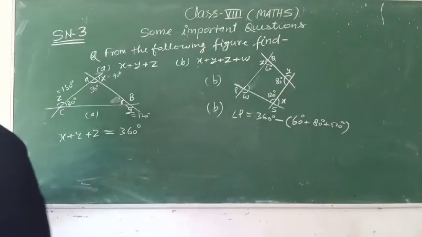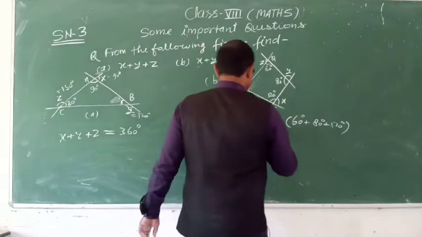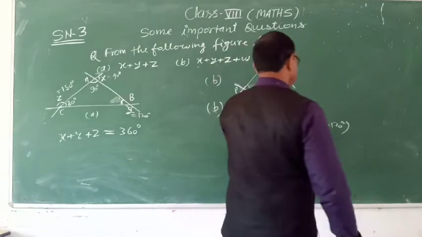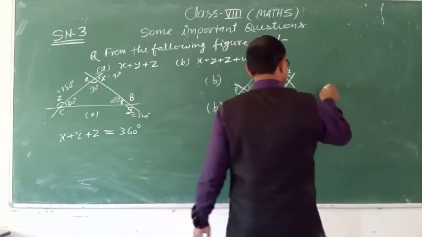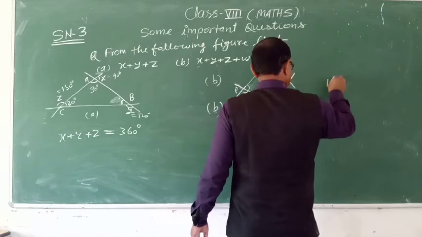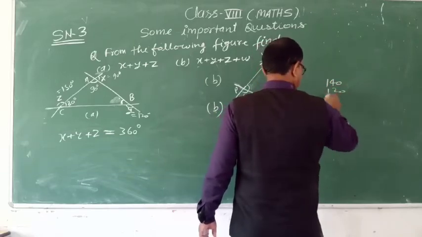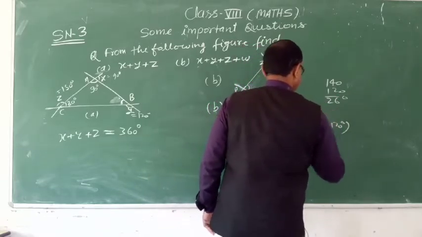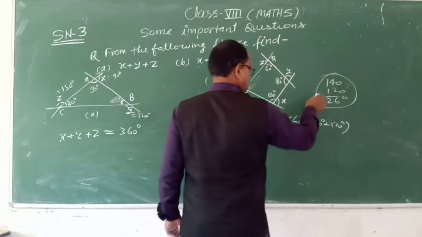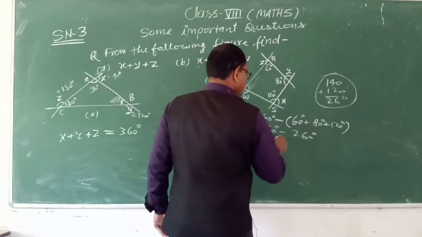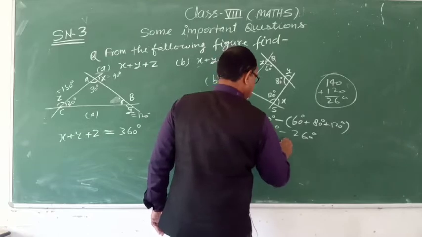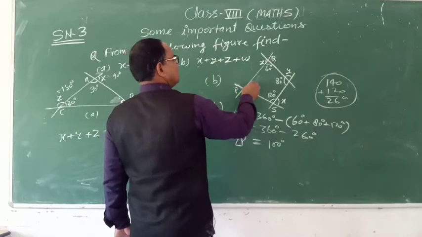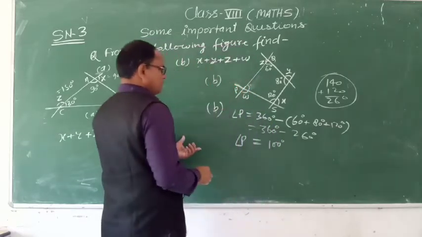Okay, then 360 degrees minus, 60 plus 80 is 140, plus 120 is 260 degrees. Okay, and we get 100 degrees. Angle P is equal to 100 degrees.